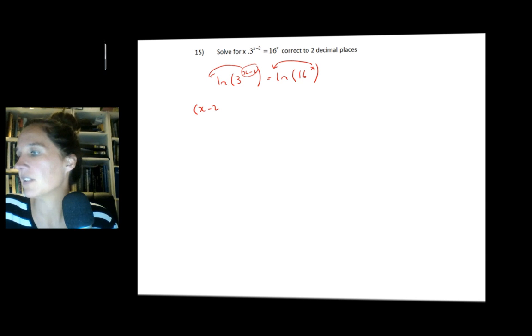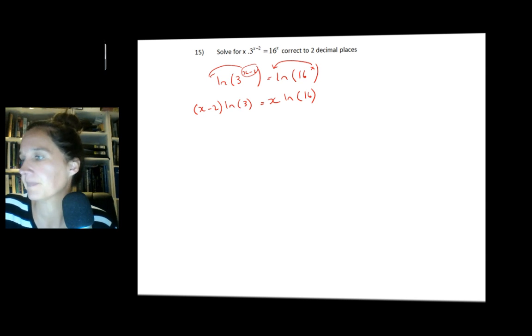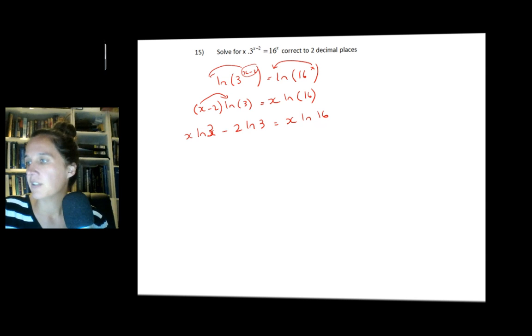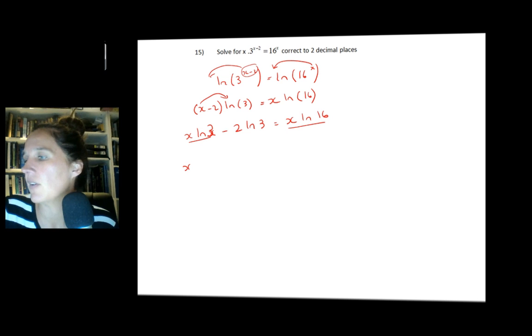So here (x minus 2) multiplied by our natural logarithm of 3 is equal to x times our natural logarithm of 16. So multiplying this term through, we get x multiplied by natural logarithm of 3 minus 2 times our natural logarithm of 3 is equal to x natural logarithm of 16 there. So what we're wanting to do is group our x terms together and our non-x terms together. So x natural logarithm of 3 minus x natural logarithm of 16 is equal to 2 natural logarithm of 3.